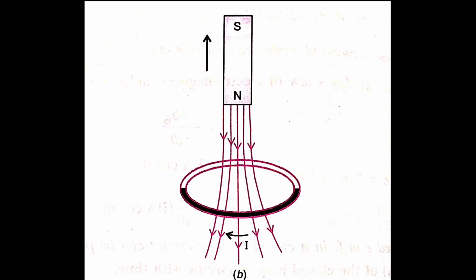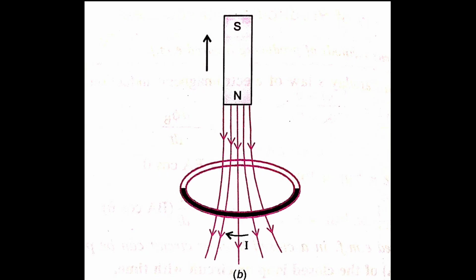Thus, the face of the loop towards the north pole of a bar magnet moving away from the loop behaves as a south pole, and we know that unlike poles attract each other, therefore the motion of the bar magnet which is going away from the loop is opposed.